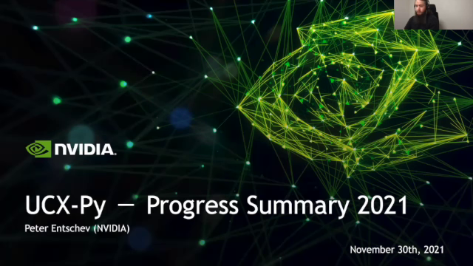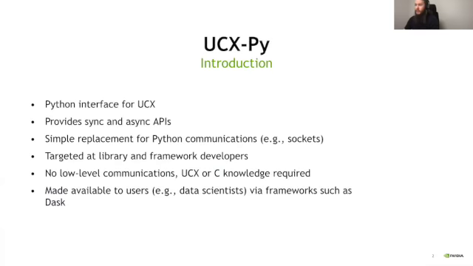So as Pasha already introduced, I'll briefly speak a little bit about UCX-Py, the progress in 2021. But before we address the progress status, let me give a very brief introduction of UCX-Py for people who may be unfamiliar with it. UCX-Py is a Python interface for UCX, providing an object-oriented synchronous API and a high-level asynchronous API for writing concurrent code with Python's async/await syntax. No direct bindings are provided at the moment.